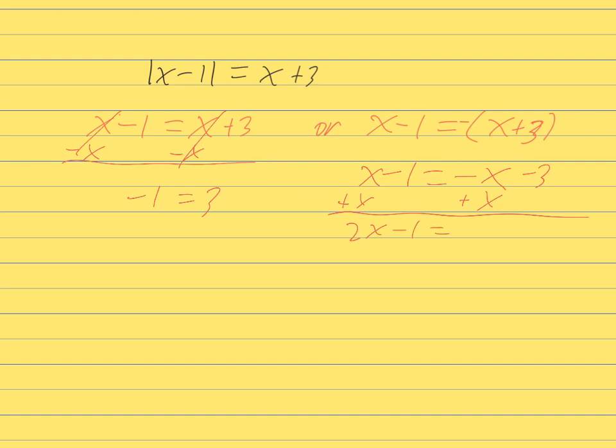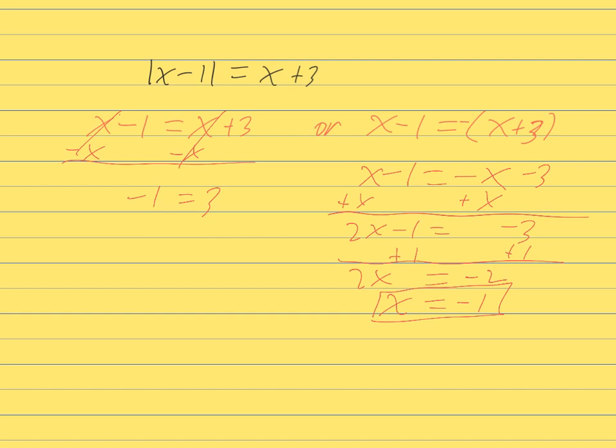We have our 2x minus 1 equals negative 3. We can add our 1 to both sides. We get our 2x equals negative 2. Divide both sides by 2, and we get x equals negative 1. And so there is one solution to this equation.